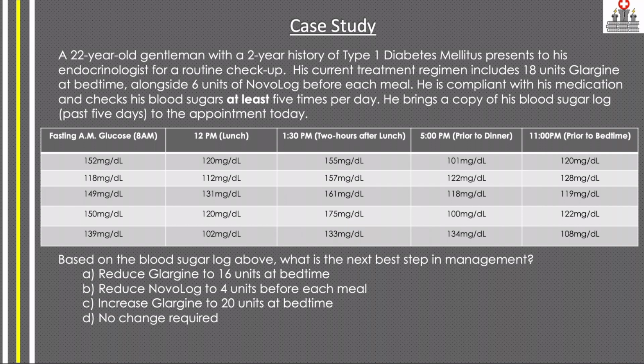It's important to note that the fasting glucose levels are covered by the basal insulin, the background insulin, in this case the 18 units of glargine. And the other levels we see throughout the day, if they're close to the mealtime, we know that's covered by the Novolog. So in this case, the glargine doesn't seem to be covering the glucose effectively. It needs to be increased. So the best option I would recommend is option C, increasing glargine to 20 units at bedtime.